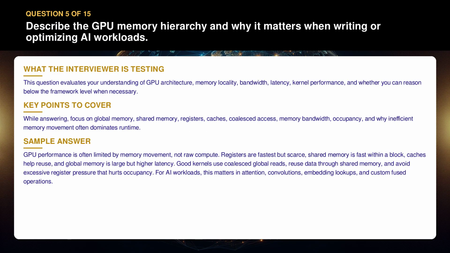GPU performance is often limited by memory movement, not raw compute. Registers are fastest but scarce. Shared memory is fast within a block. Caches help reuse, and global memory is large but higher latency. Good kernels use coalesced global reads, reuse data through shared memory, and avoid excessive register pressure that hurts occupancy. For AI workloads, this matters in attention, convolutions, embedding lookups, and custom-fused operations.